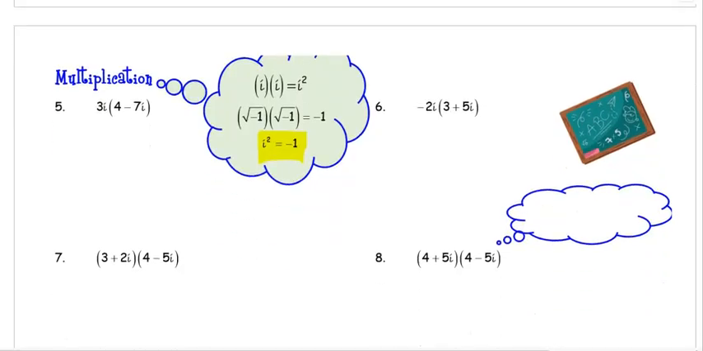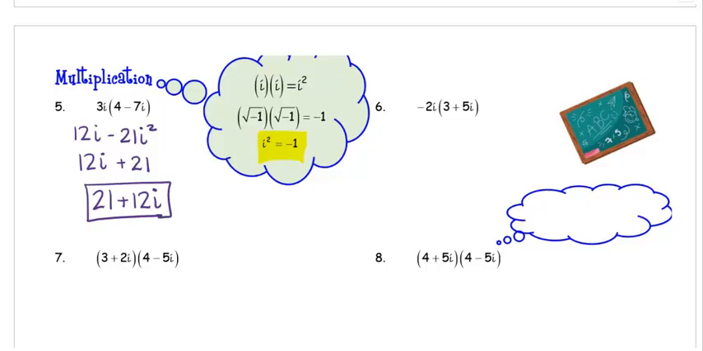So if I'm looking at number 5 here, I want to distribute 3i times 4, I'll get 12i. 3i times a negative 7i, I'm going to get a negative 21i squared. Well, i squared is the same thing as saying negative 1. So negative 21 times a negative 1 is going to give me a positive 21. Writing this in standard form though, the real part comes first. I have 21 plus 12i.